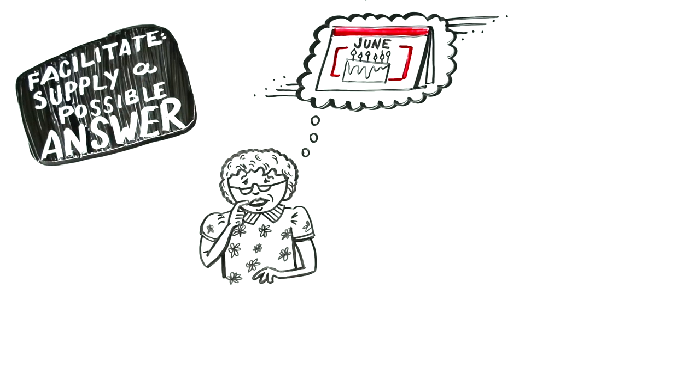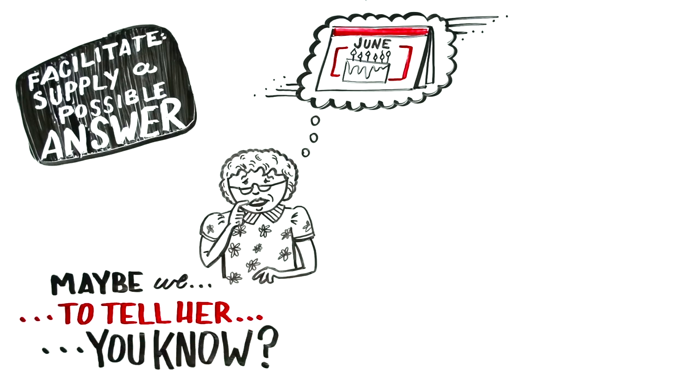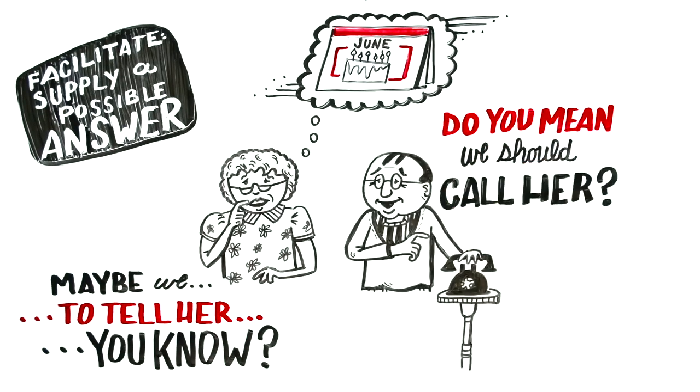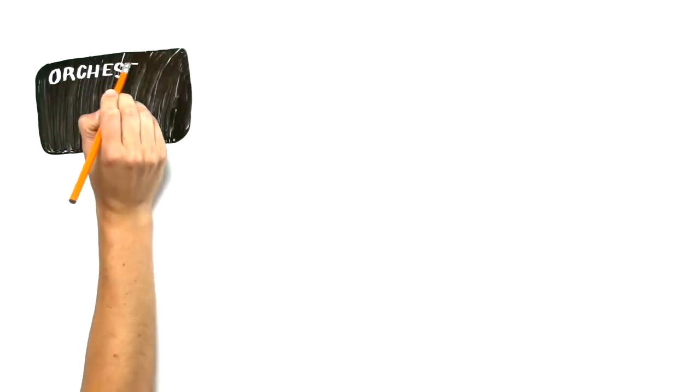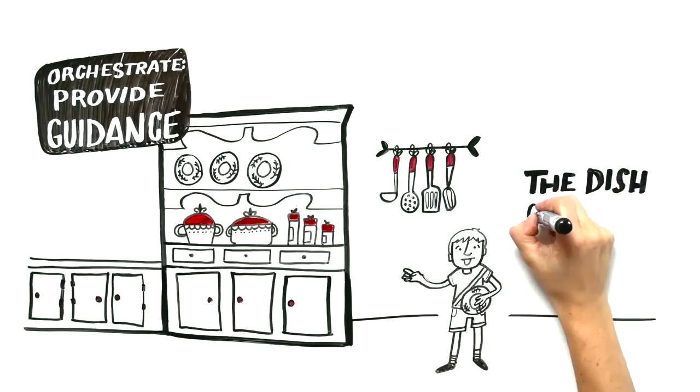For example, maybe we to tell her, you know? Do you mean we should call her? Yes. Number 4, orchestrate. Provide guidance to assist in activities. For example, if they forget where to place a dish, provide a demonstration.